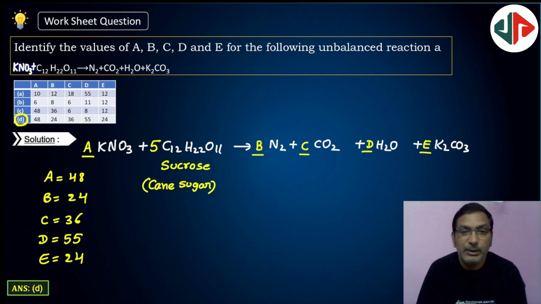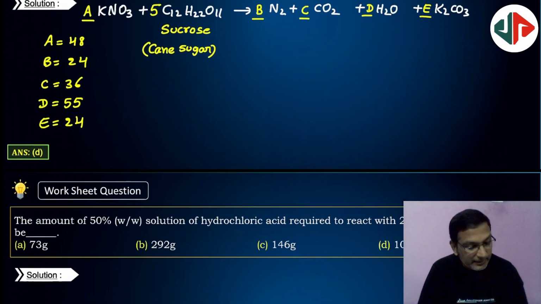That will be changed to N2 dinitrogen, CO2 carbon dioxide, water and potassium carbonate. Just balancing of equation only. Balancing of atoms on both sides. Next one.